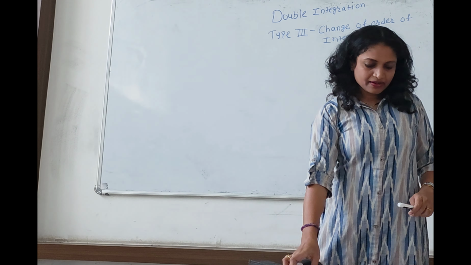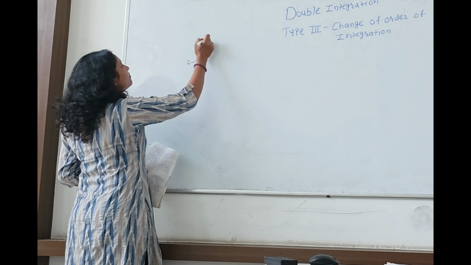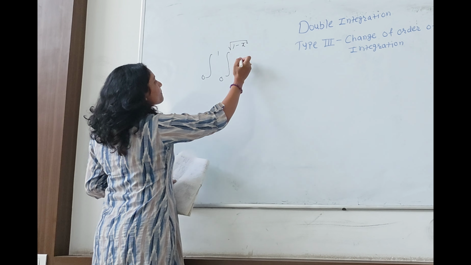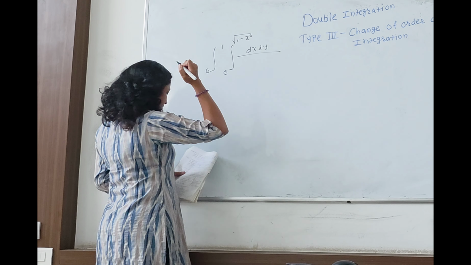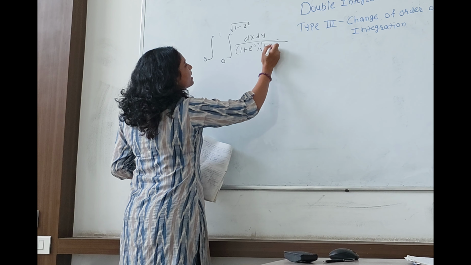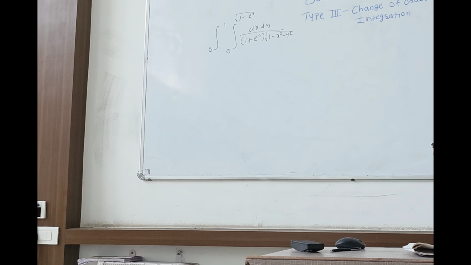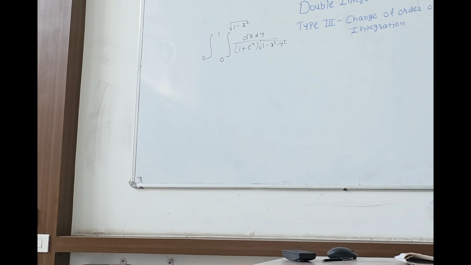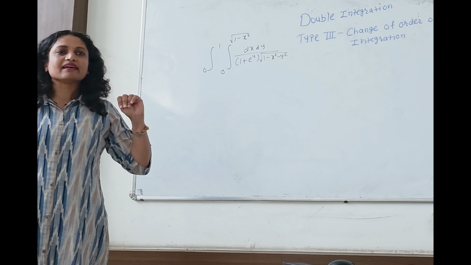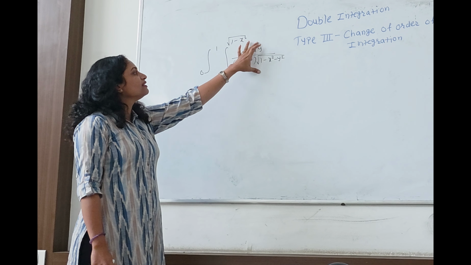So let's see one example of this. The example is: evaluate the integral from 0 to 1, integration from 0 to root of 1 minus x square, dx dy upon 1 plus e raised to y root of 1 minus x square minus y square. As we are studying this under the heading change of order of integration, you know that we need to change the order, but logically you can observe the example. What is given here? You are provided with these limits of integration and this is the integral.